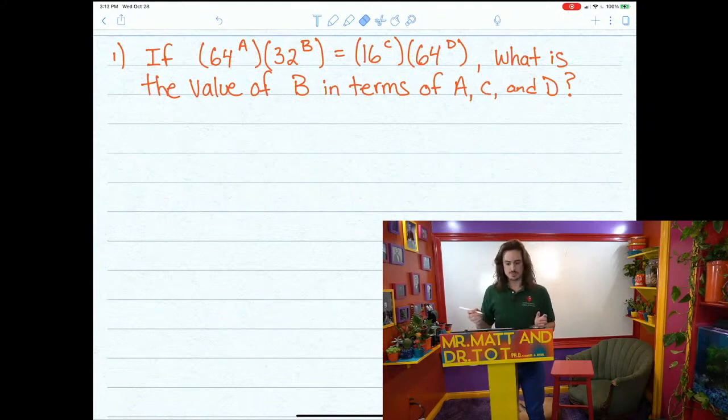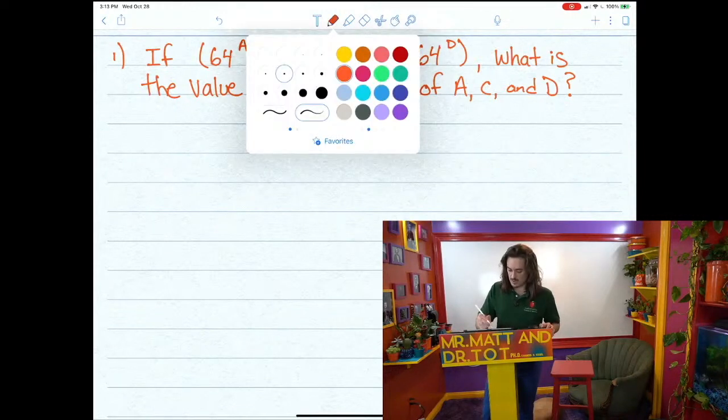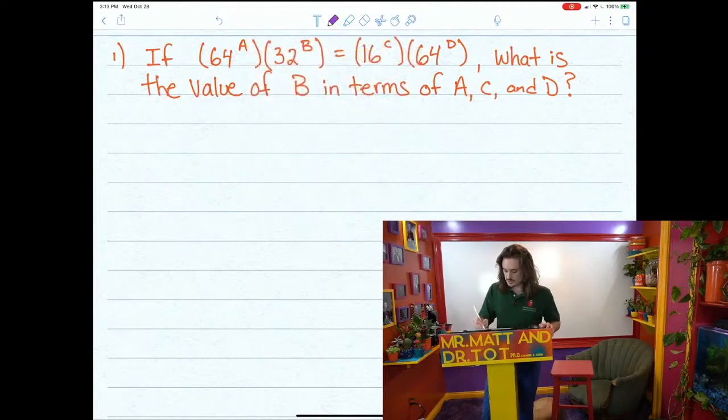I've written about 11 novel original questions here, but if we have more time, then we absolutely will just go through some more examples. So the first question: if 64 raised to the a power times 32 raised to the b power is equal to 16 raised to the c power times 64 raised to the d power, what is the value of b in terms of a, c, and d? And I'll keep track of the time here. So let's do 2 minutes and then I'll give you a few hints.